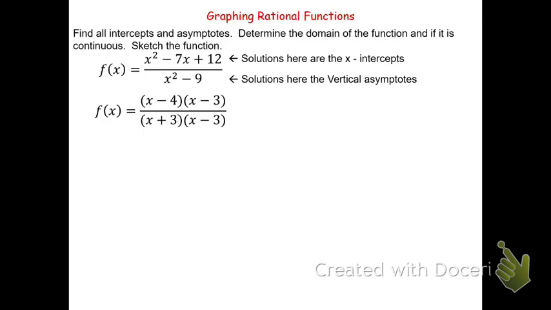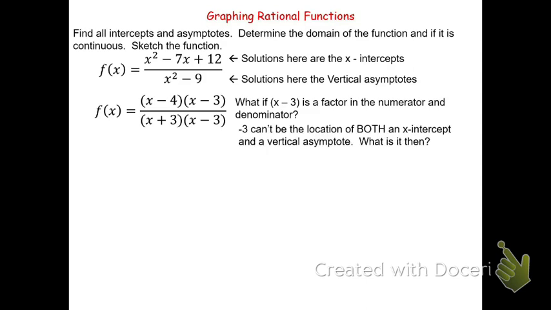If we factor it out, we get f of x equals the quantity x minus 4 times the quantity x minus 3 divided by the quantity x plus 3 times the quantity x minus 3. Now looking at this, you may be inclined to think that there's two x-intercepts and two vertical asymptotes. But notice something real quick. x minus 3 is a factor of both the numerator and the denominator.